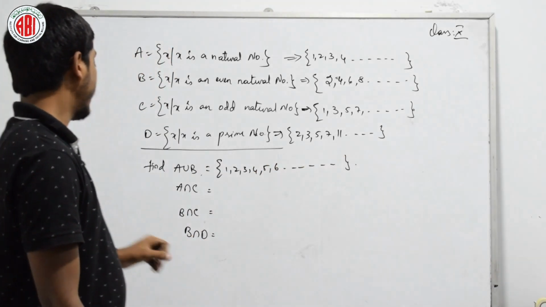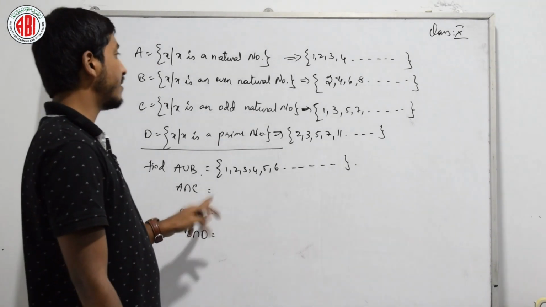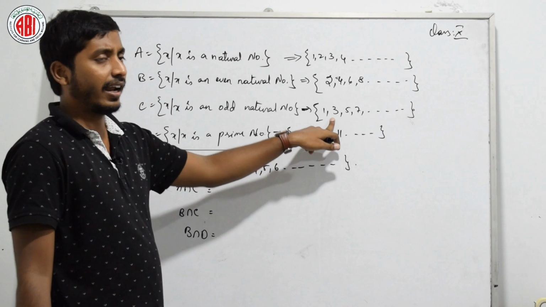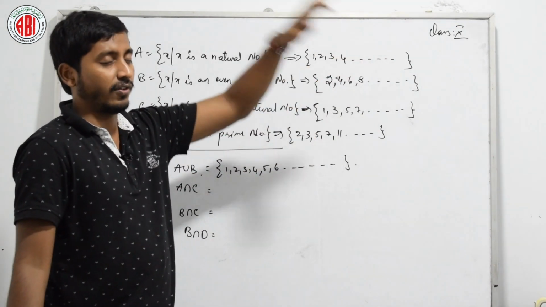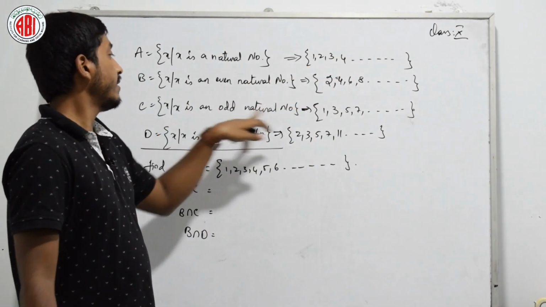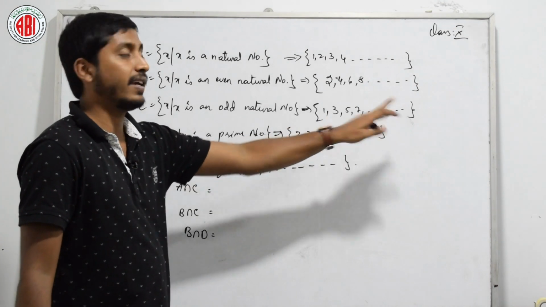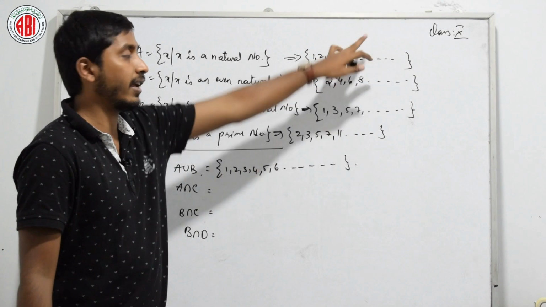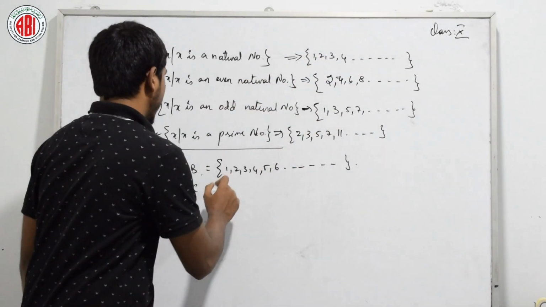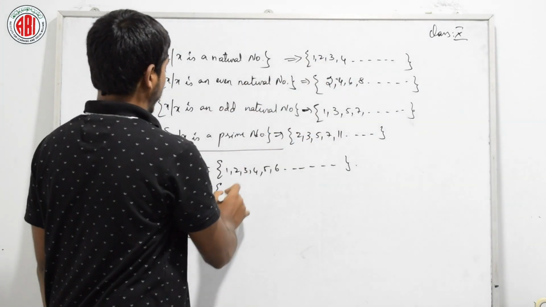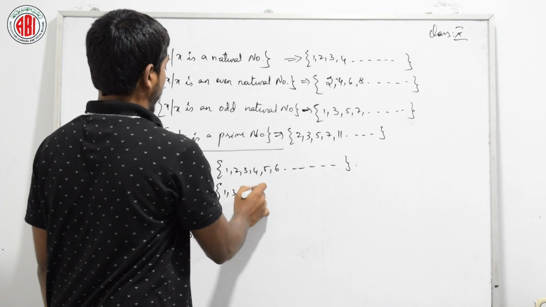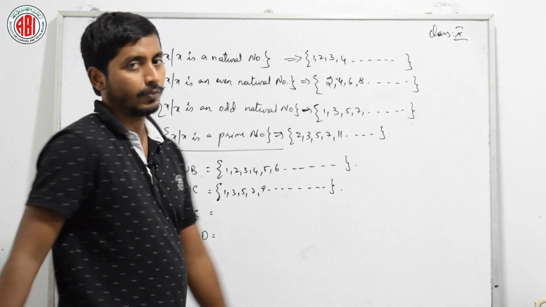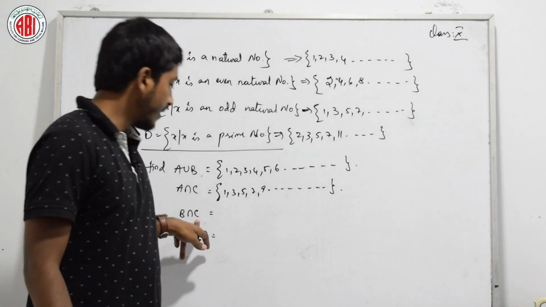Is it right? The next, A intersection C. A is the set of natural numbers, 1, 2, 3, 4 and so on. C is odd numbers, only 1, 3, 5, 7. The intersection will always be 1, 3, the next 5, the next 7. It is nothing but the set of only odd numbers, that is 1, 3, 5, 7, 9 and so on up to infinity.